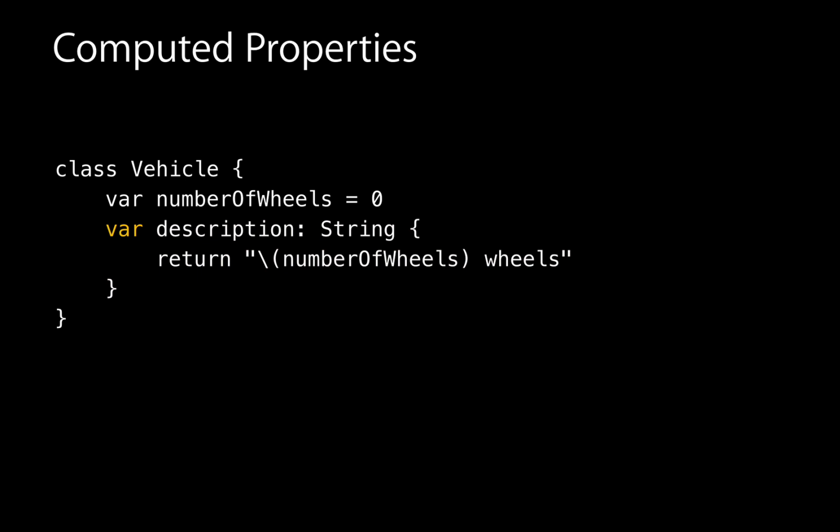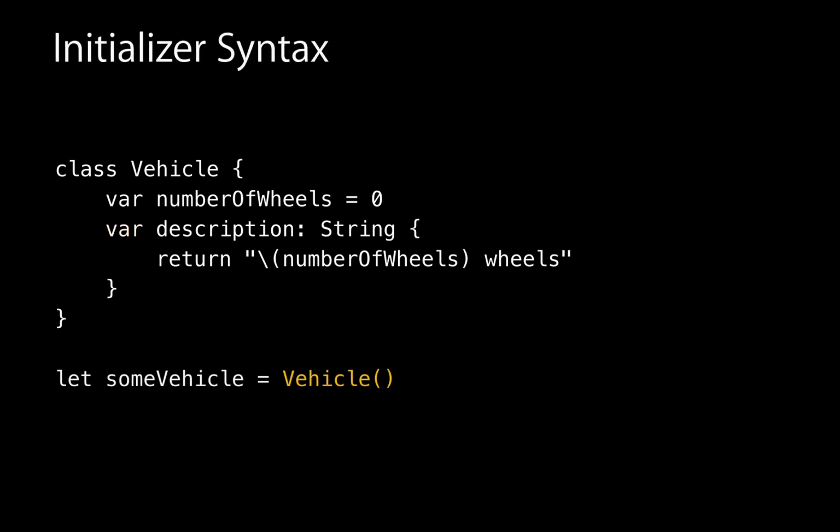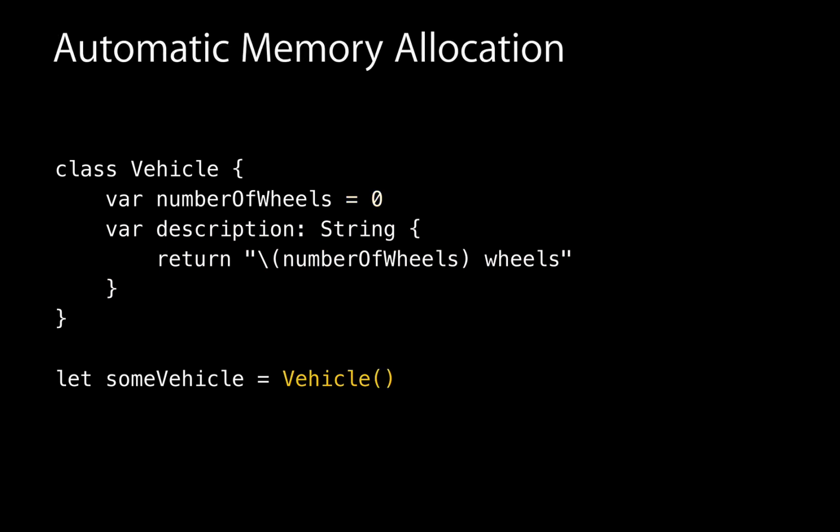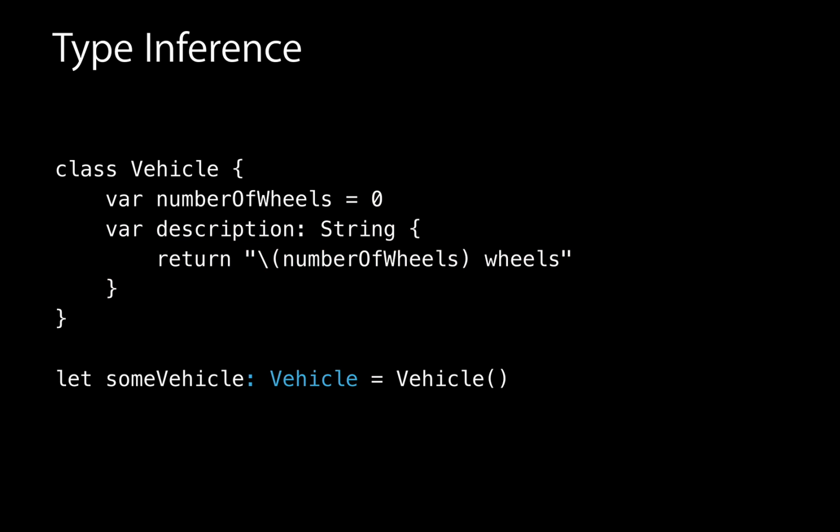Now that we've created our vehicle and we've given it a few properties, let's create a new instance of that vehicle, which we do with initializer syntax. This is the name of the class, followed by a pair of parentheses, which creates a new instance of this class. Because we provided a default value for our stored property, it's clear what to do when initializing this. Just set number of wheels to 0. Note that we didn't need to write alloc at the point that we created this instance. Swift handles all of the memory allocation for you. There's no need to write alloc. We also didn't need to write the type. Once again, Swift can infer the type we want to create. It's clear from the thing on the right-hand side that we want this to be a vehicle.